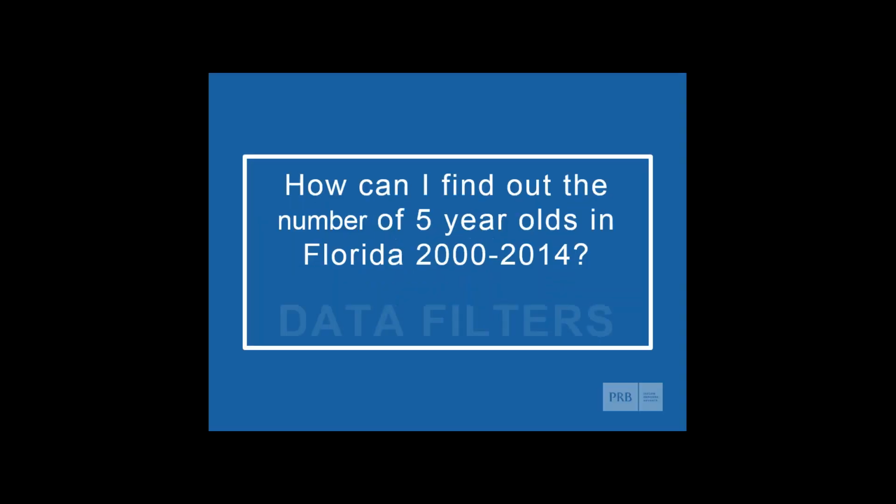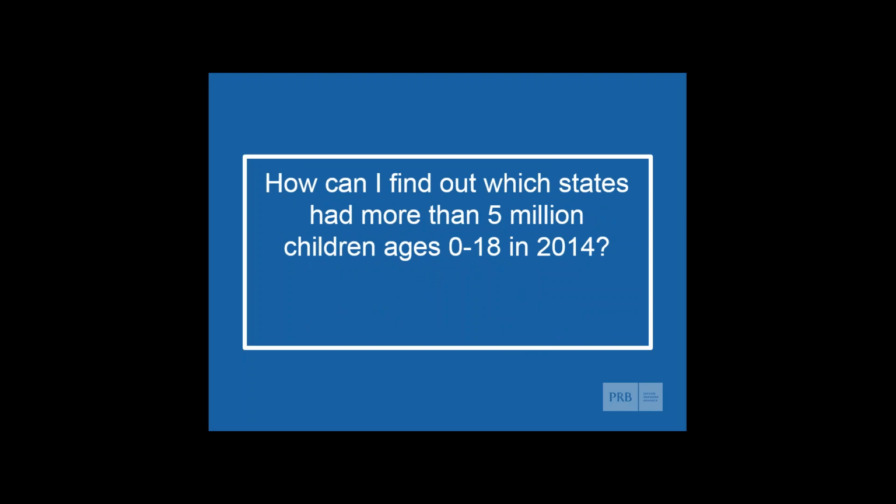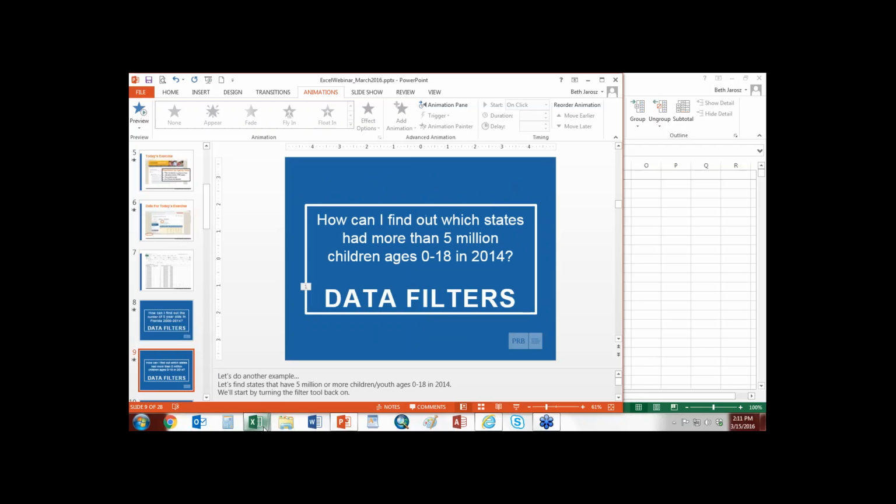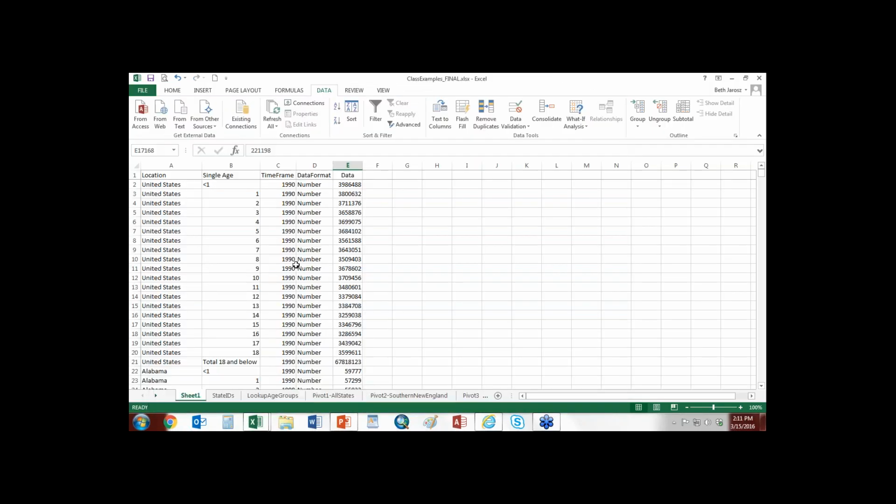So, I mentioned we're going to do everything twice, so let's do another example. How can I find out which states had more than 5 million children aged 0 to 18 in the year 2014? Again, we'll be using data filters to answer that question. I'm going to go back to my raw data.